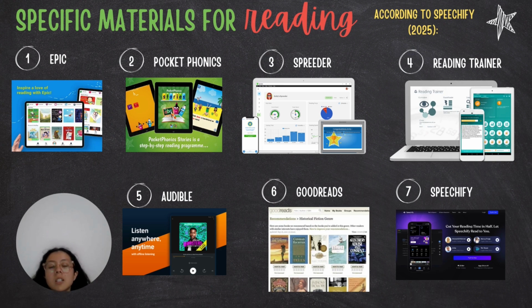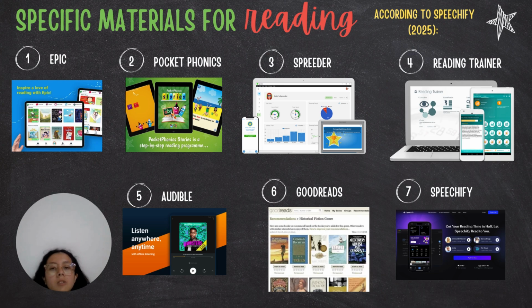First, Epic, which is an app for young learners that has a lot of books and helps them with the first steps of reading. Pocket Phonics, which is also an app for young learners. In here, they start reading, but also they practice phonics and they practice pronunciation. Speed Reader and Trainer are reading trainer apps that can help us with our eye movement, and also they help us with reading exercises.